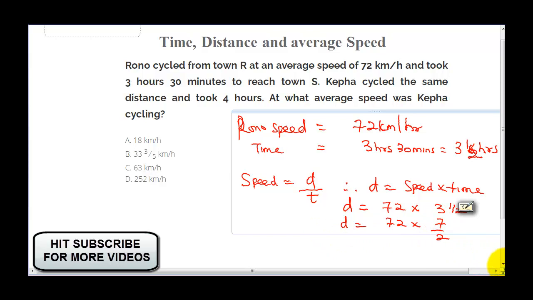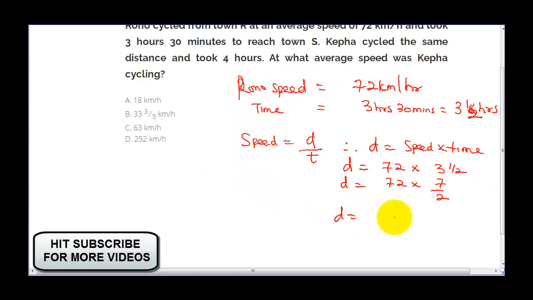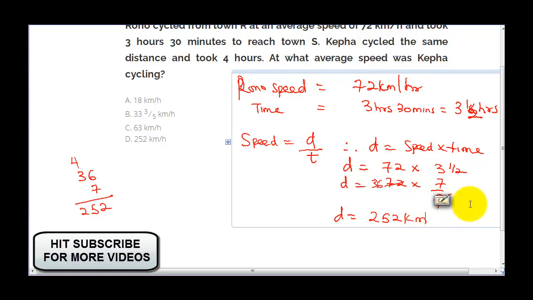So this is going to give us his distance, which is supposed to be in kilometers. 2 into 72 is going to give us 36. So when you do 36 multiplied by 7, 7 times 6 is going to be 42. You carry your 4. 7 times 3 is 21 plus 4, that's 25. So the distance covered is 252 kilometers.